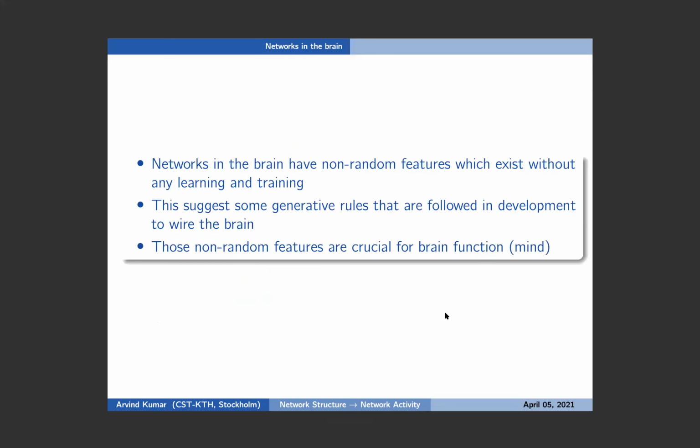So very quickly now, that means that the brain is definitely not a random network, at least not in the sense of an Erdős–Rényi type network. There are several non-random features that exist, and they exist without any learning or any training. And this to me tells that there are some generative rules that the brain uses to wire itself up. One could argue now that if we think that the secret of the cognitive abilities of the brain is in the connectivity of the brain, then most likely these non-random features are actually an important key to find out the function, or let's say mind.